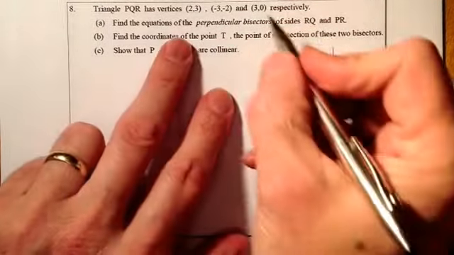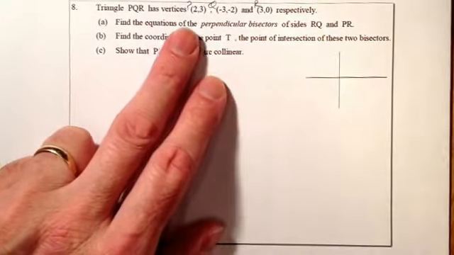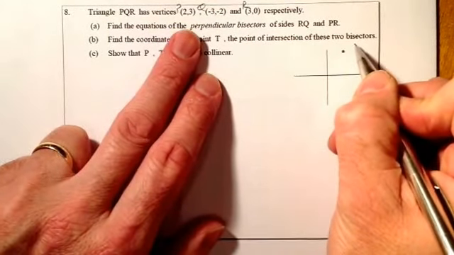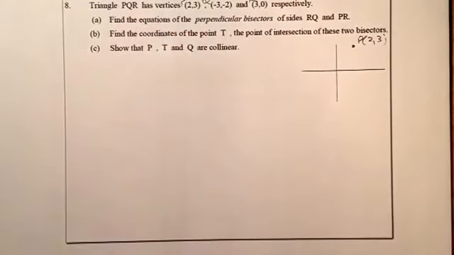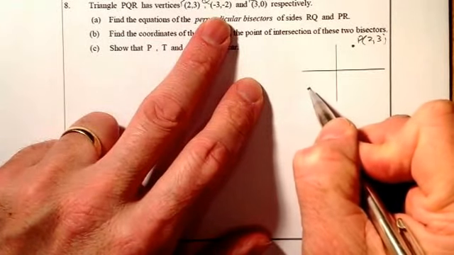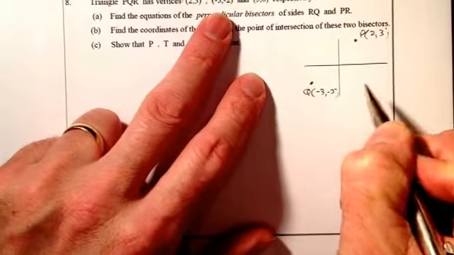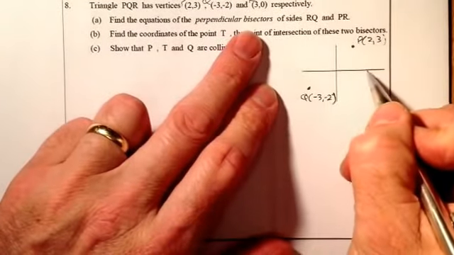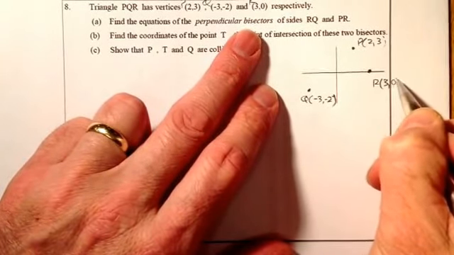So let's see, that will be P, that will be Q, and that one there is going to be R. So I'm going to go for 2, 3 up there somewhere, so that's going to be the point P, 2, 3, and the point Q is going to be minus 3, minus 2, so how about going to there, so that's a point Q, minus 3, minus 2, and the point R, which is just 3, 0, so that'll be about there somewhere. Okay, so that's R, and that's 3, 0.